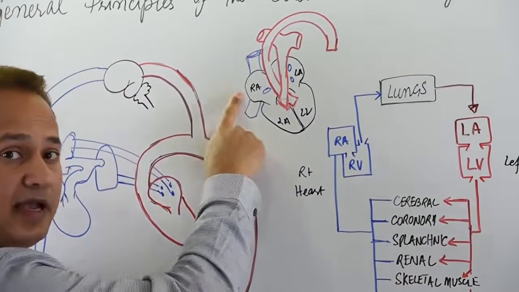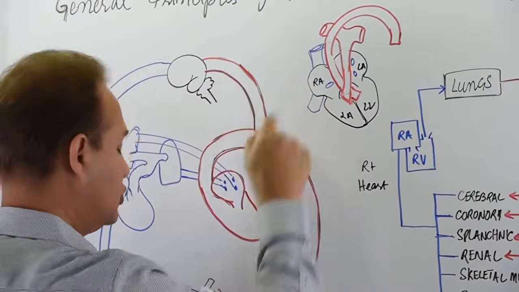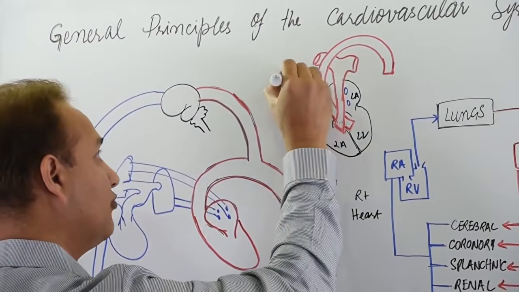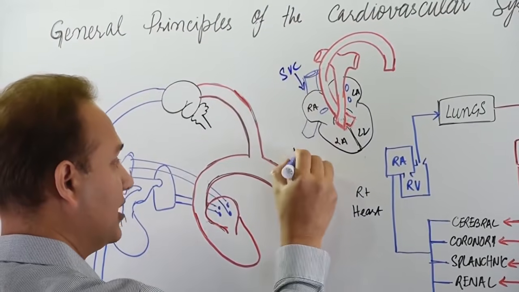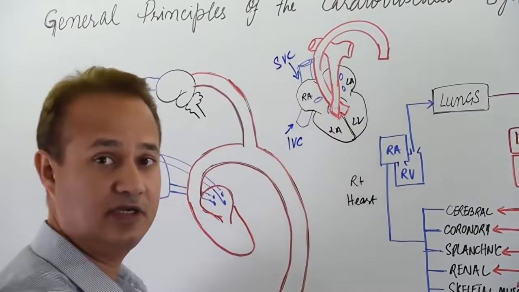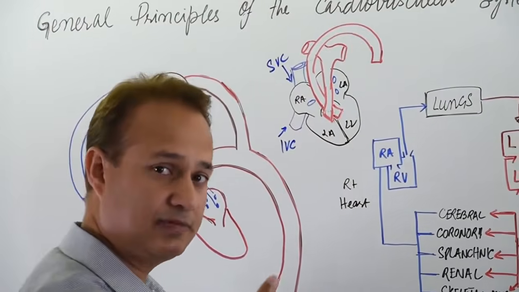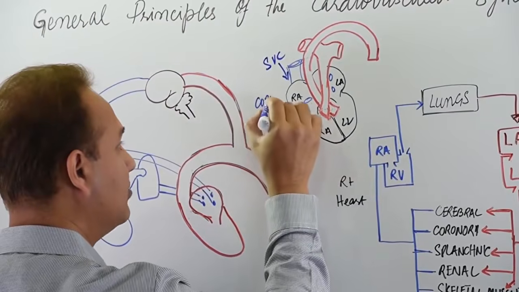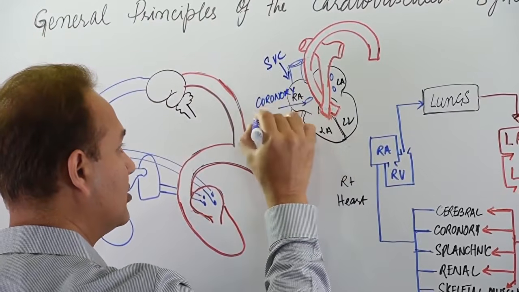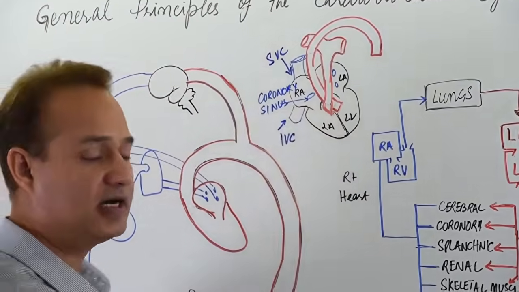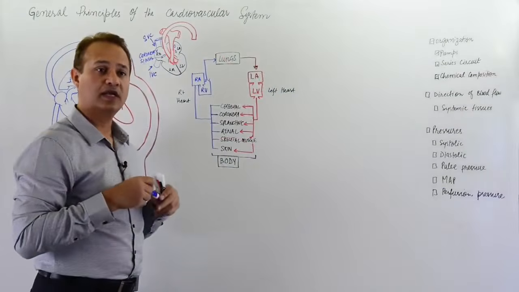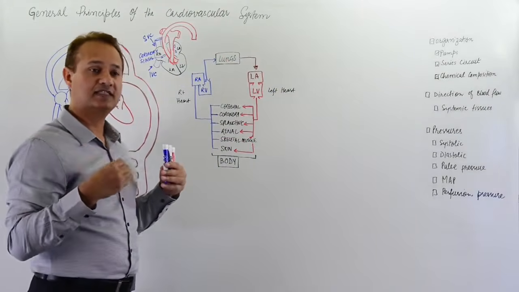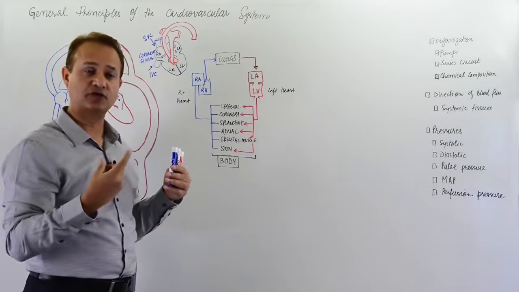The right atrium has 3 inputs. Superior vena cava brings the blood from the head and neck area. Inferior vena cava, IVC, brings blood from the rest of the body except the heart, and the coronary sinus that brings blood back from the heart. Now remember, heart receives blood to do 2 things. One is it receives blood to pump it out. So that's the pumping function. And the second is it receives blood to use it as its own nutrition as well.